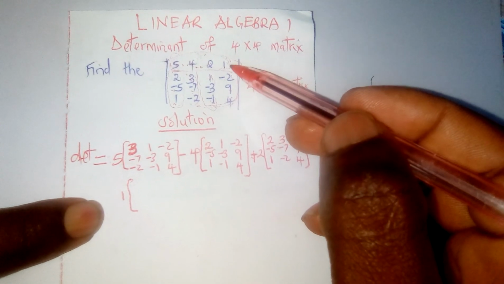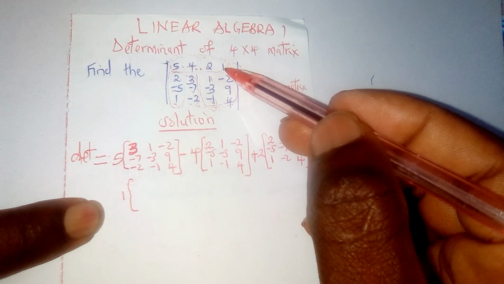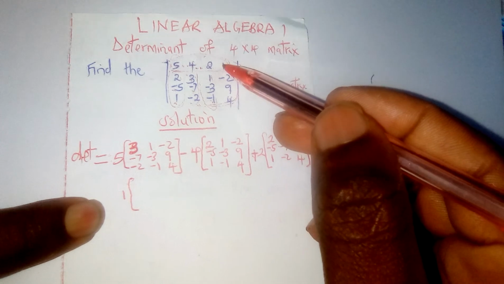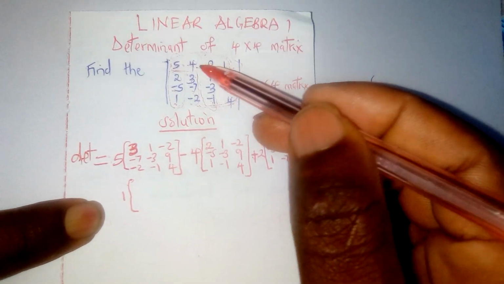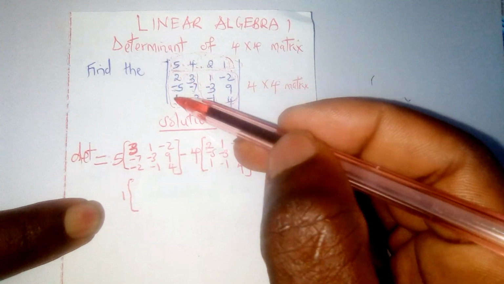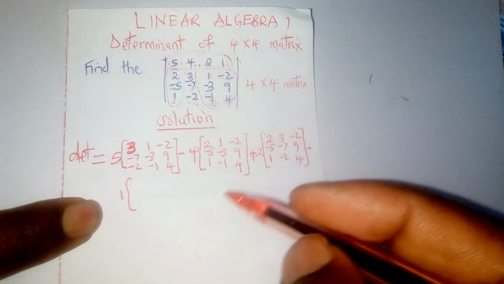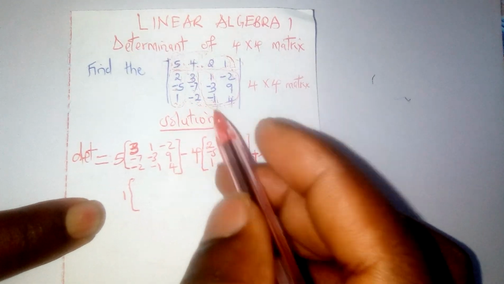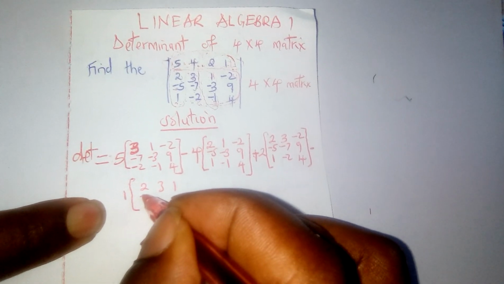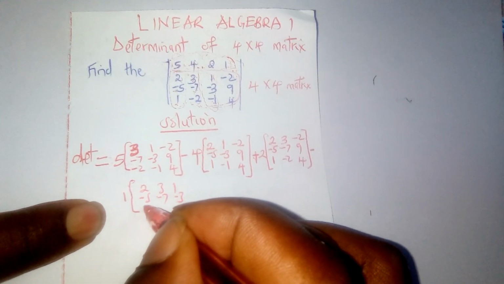Then I start cancelling. Now when I come here, the row 1 lies in 5, 4, 2, 1. Column is 1, and 2, 9, 4. So when I delete the 2, I'll end up having this 3 by 3 matrix. That is 2, 3, 1, negative 5, negative 7, negative 3, as well as 1, negative 2, negative 1. So that's what I write here: 2, 3, 1, as well as negative 5, negative 7, negative 3, then finally 1, negative 2, then negative 1.